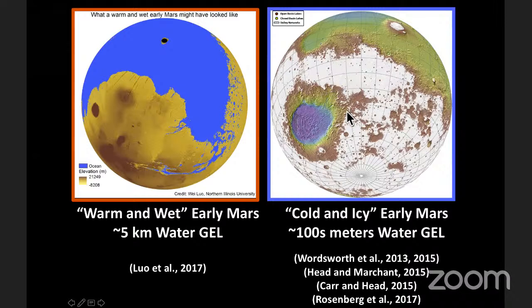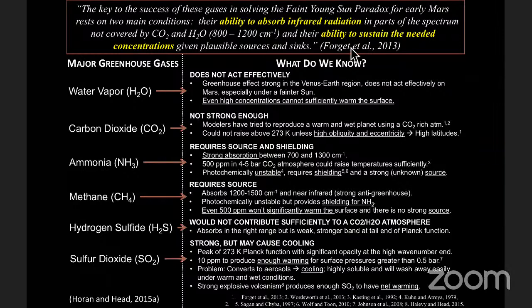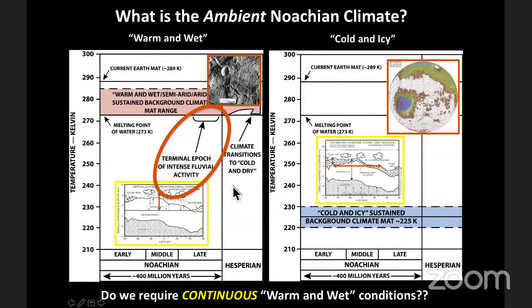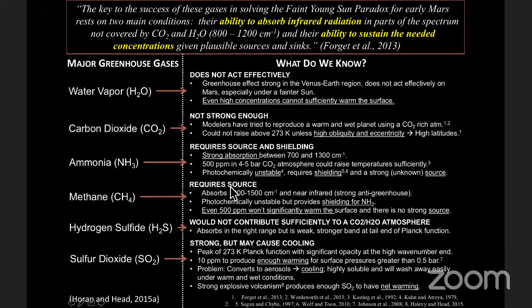So the first thing you'd say is, well, all you need to do is pump up the greenhouse gases and it's done. You get a warm and wet early Mars climate, and that's all we need to know. But the key here is something that Francois pointed out in his 2013 paper: the key to success of greenhouse gases is their ability to absorb infrared radiation and their ability to sustain the needed concentrations. In this diagram from a paper that Ashley Horan and I did a couple of years ago, we went through the major gases and talked about their effectiveness as well as where they come from. The bottom line is that there aren't a lot of long-term sustaining greenhouse gases available to give you a 400 million year period of warm and wet early Mars. This is a serious problem.